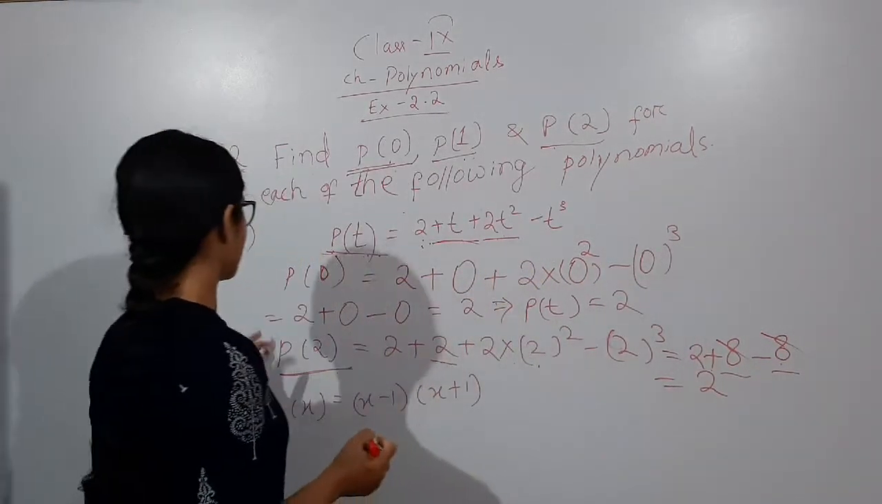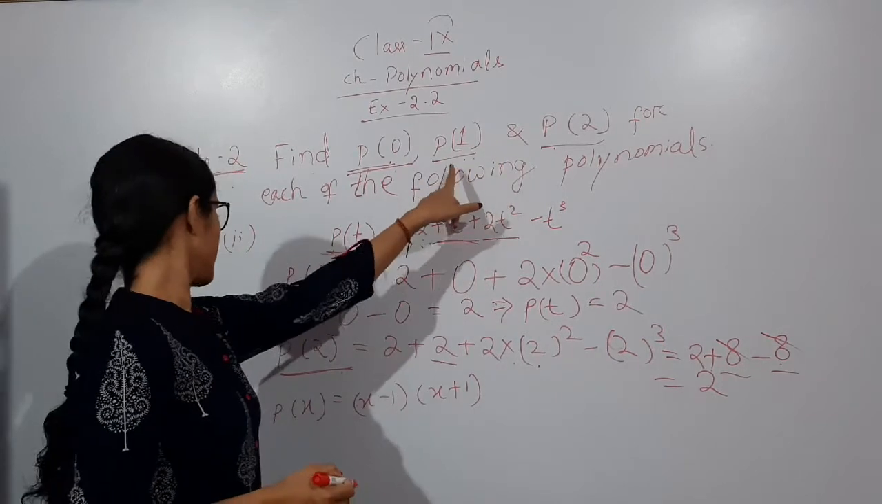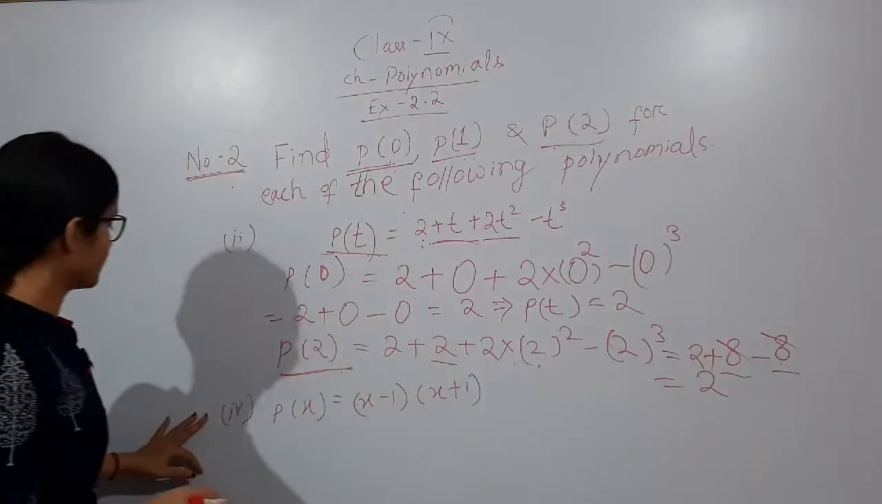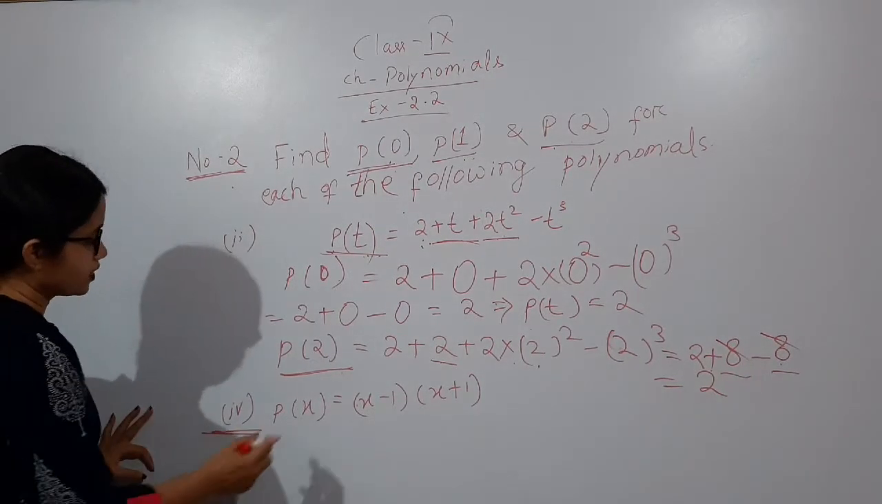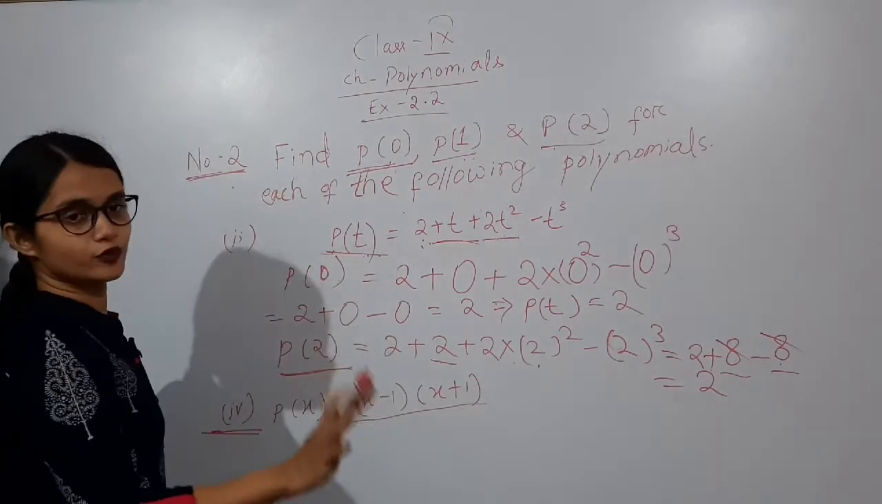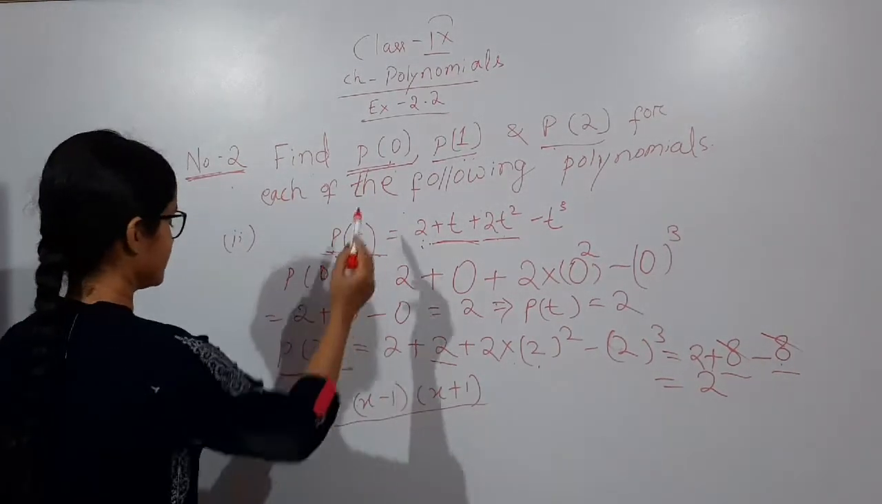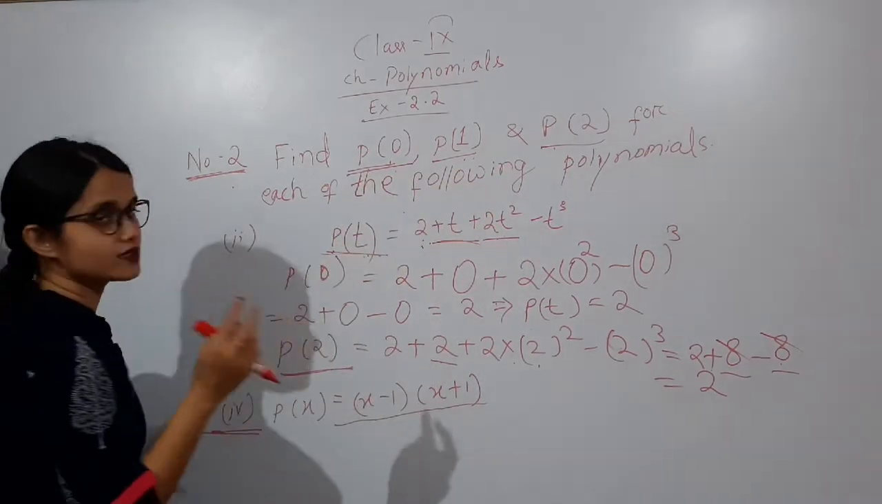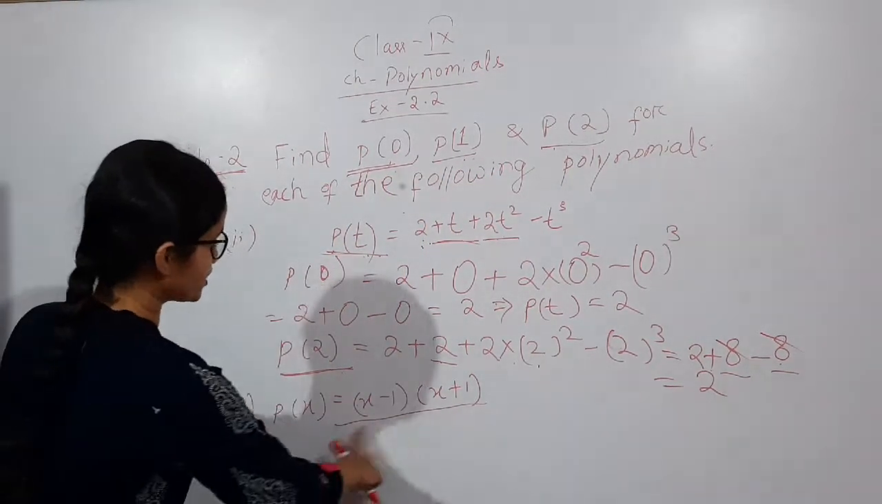So the answer is 2. Similarly, you have to find out P1. Okay, that was the easy one, that's why I did not do that. Then bit IV. In bit IV also the polynomial is given. You just need to put the value of x. Like it is written P(x), but you have to find out P(0), P(1), P(2). It means you have to find out 3 values of this polynomial.